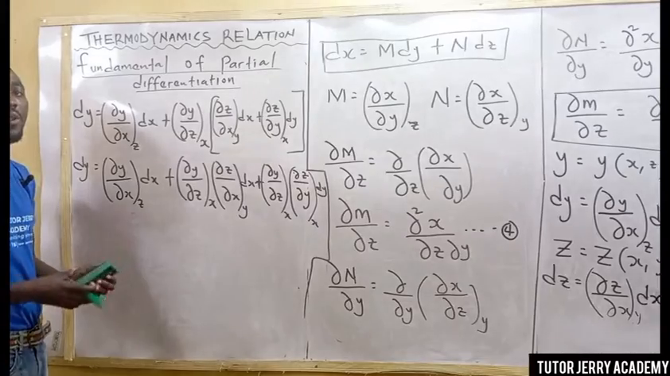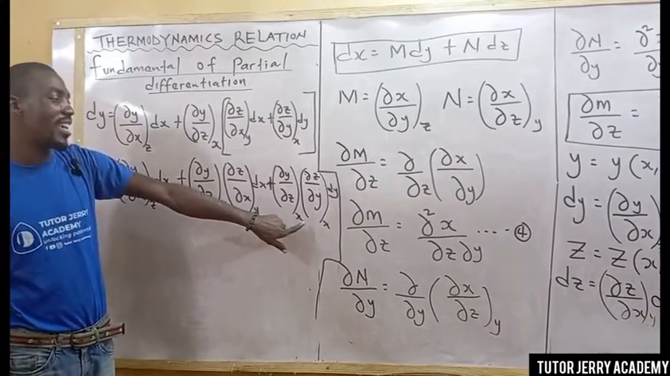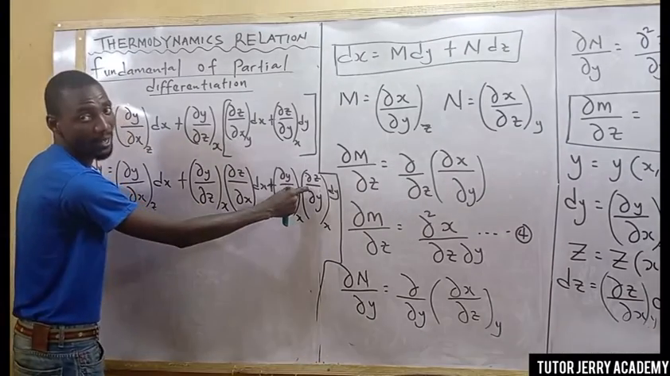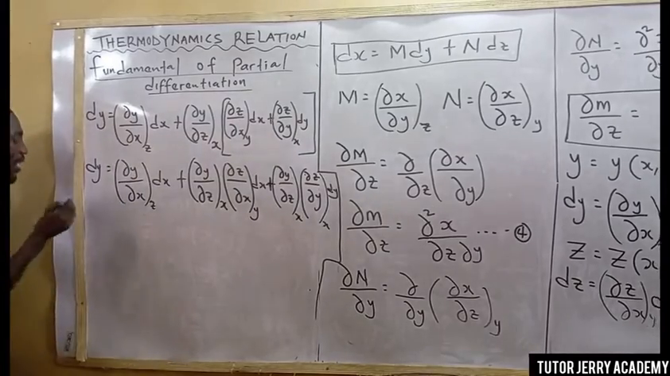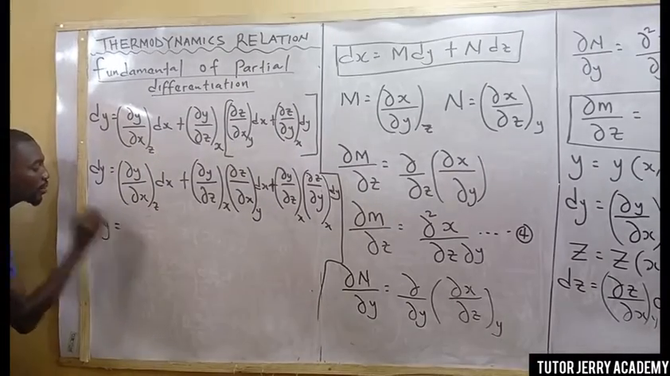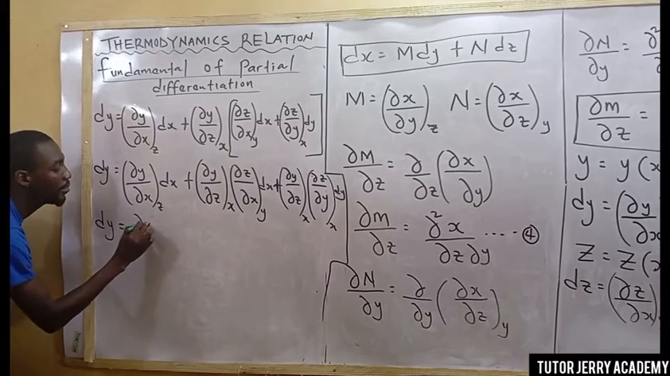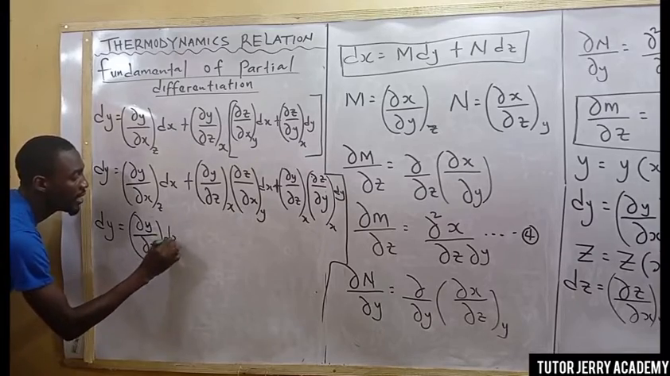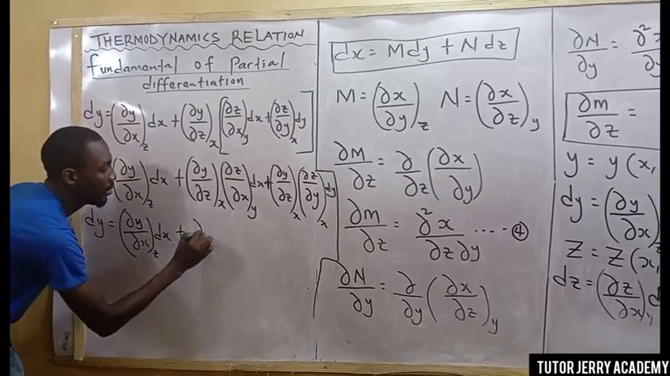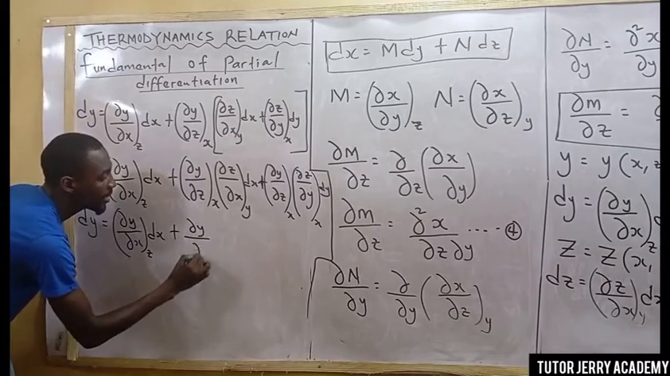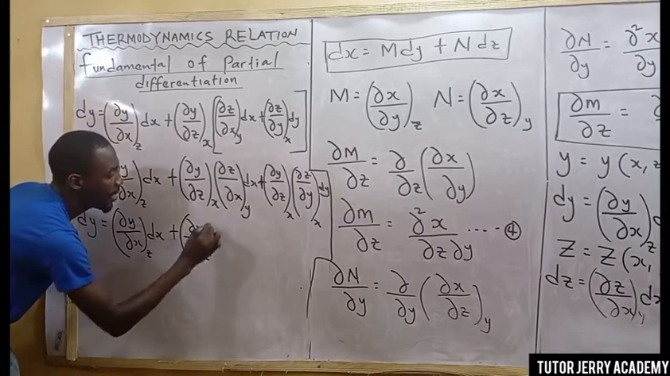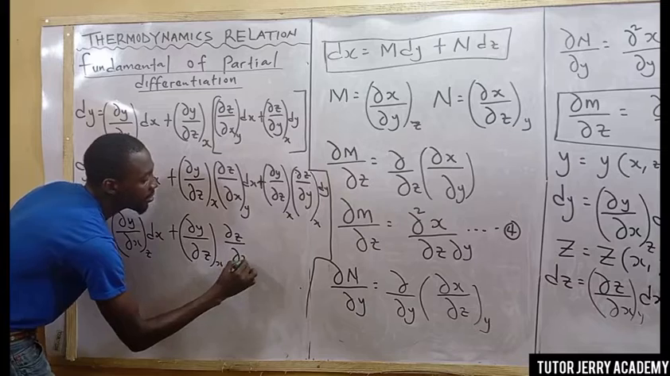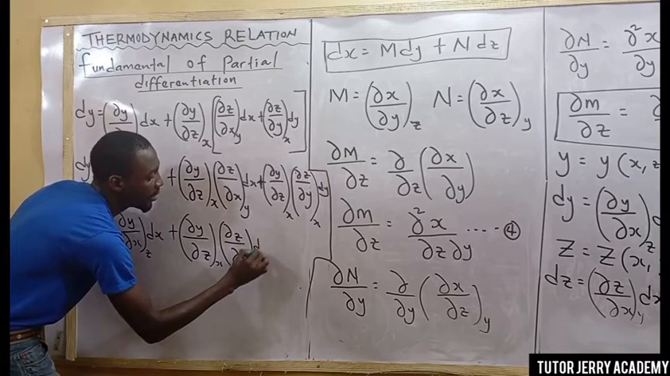Now, if you look at this, we are having s here, right? Now it means we can merge what is here together. That is what it meant. So we can therefore say dy is equal to partial derivative of y all over the partial derivative of s, keeping z constant, ds, plus partial derivative of y all over the partial derivative of z, keeping s constant, into partial derivative of z all over the partial derivative of s, keeping y constant, ds.